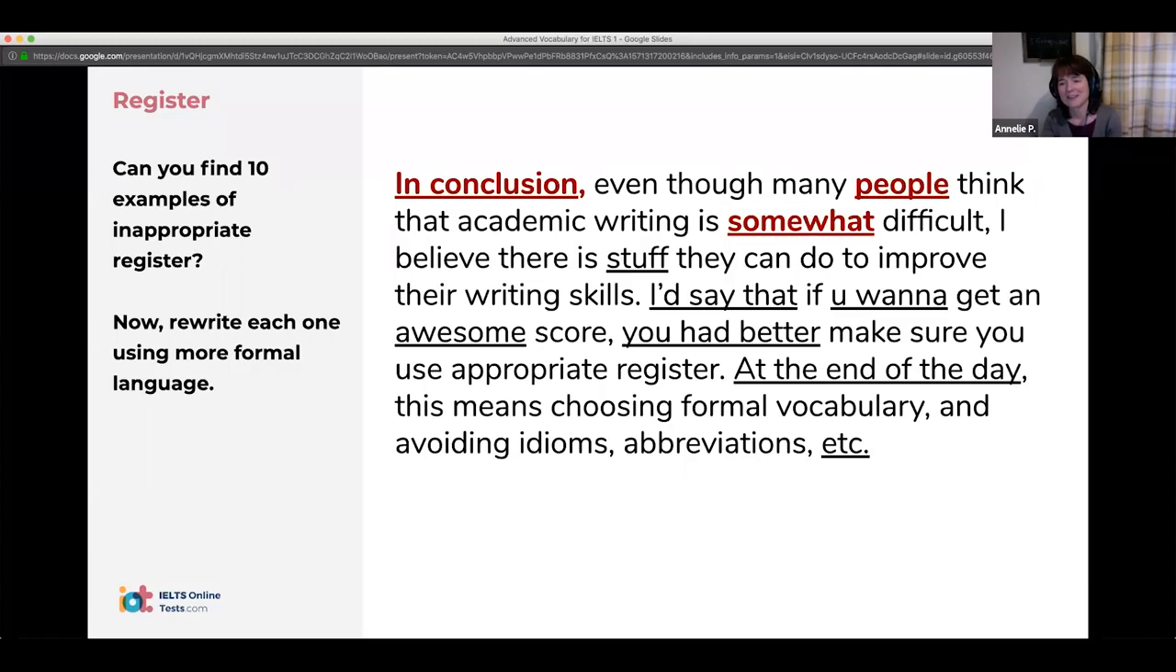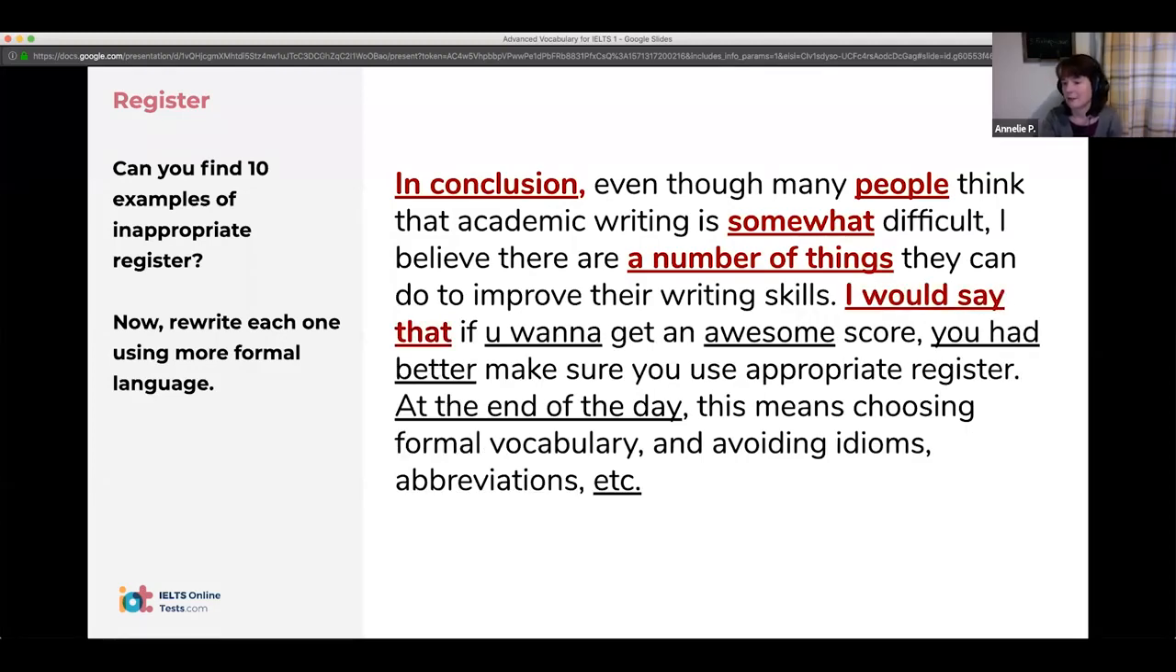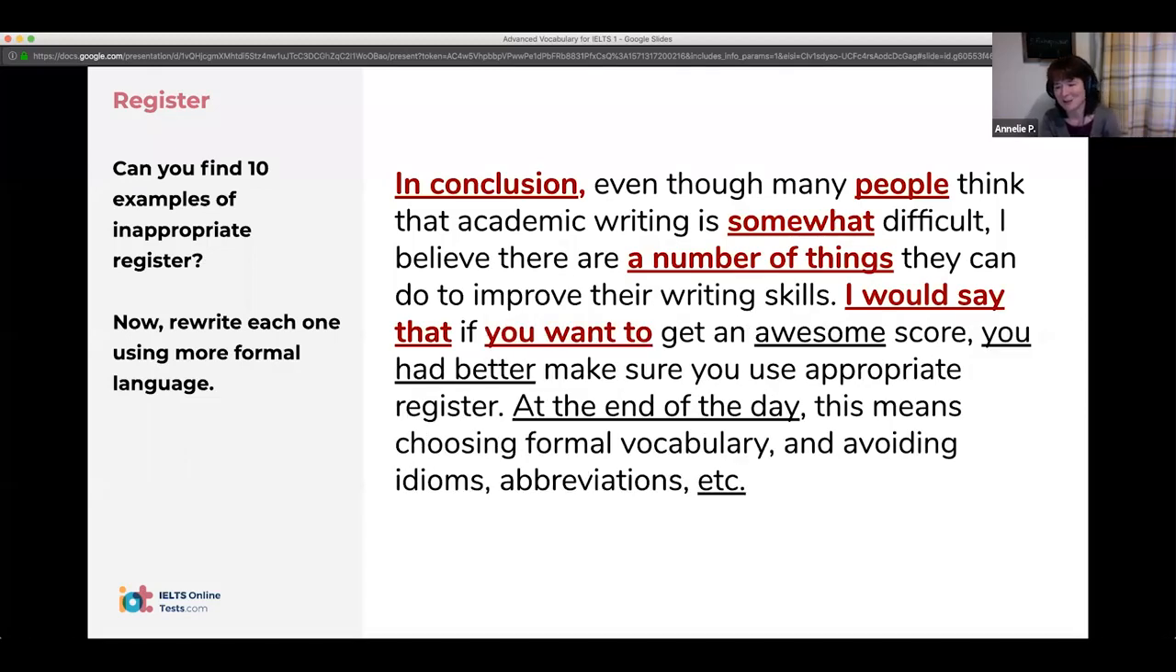Any other things? Okay. Yeah, so a number of things or methods, or things like that. But you know, that works fine, but stuff is definitely very informal. I'd say we've got a bit of a contraction there. So just expanding it out, you could say, I believe that, or I suggest, in my opinion. That's fine. Yes, you want to.